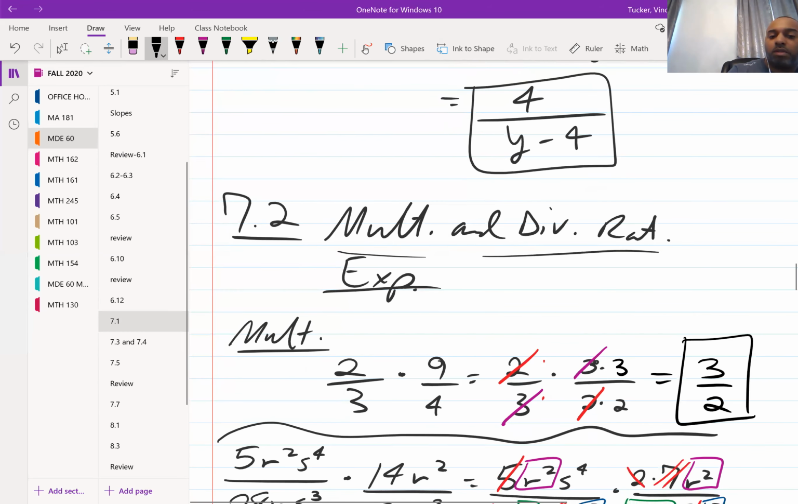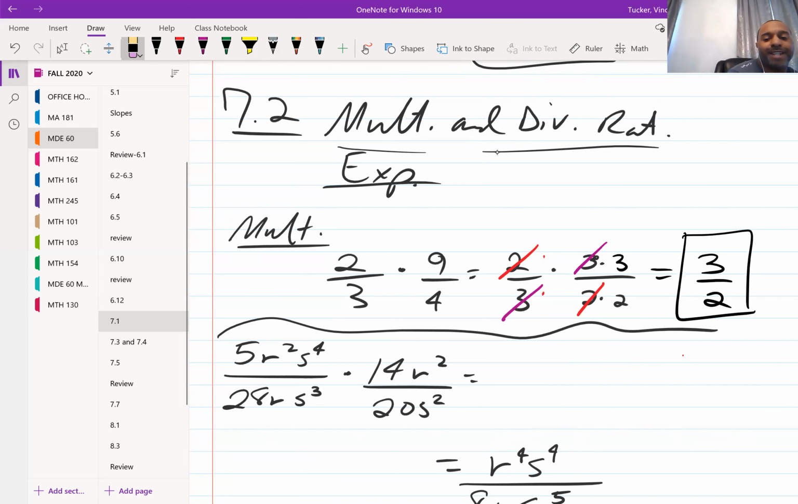All right, so let's try it again. Let's do this. So let's try using variables. We have 5r squared s to the 4th over 28r s cubed, times 14r squared over 20s squared. So just like we did here, we're going to factor this out as much as possible.